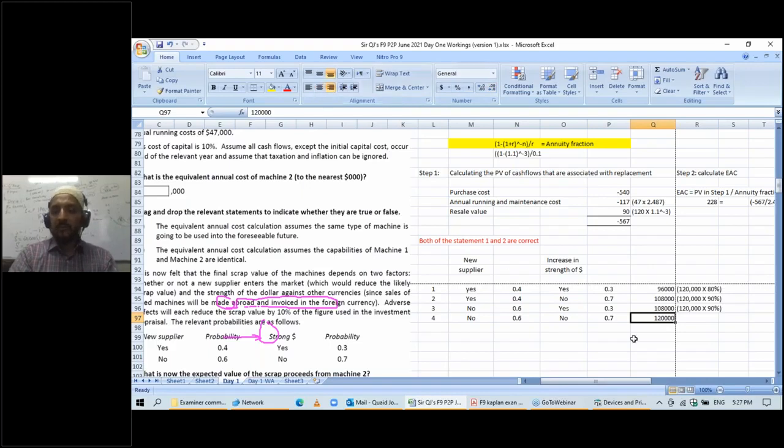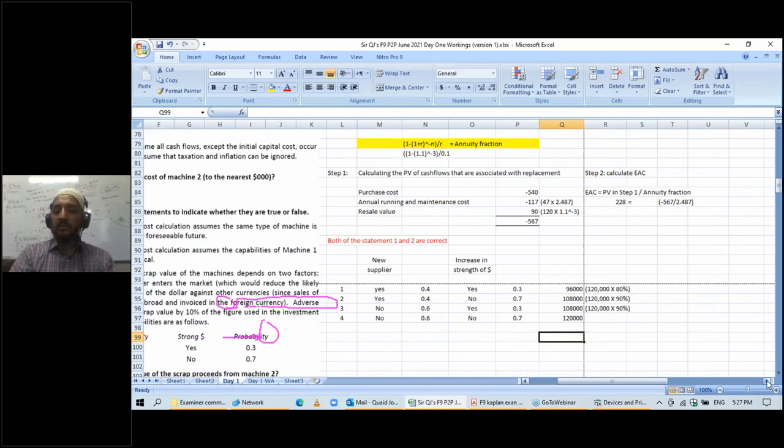Okay, so these four will be the resale values that can be expected in future. So the possible resale values or outcomes are as follows. Now in this case, you have to use the joint probabilities. This is a question of joint probabilities.